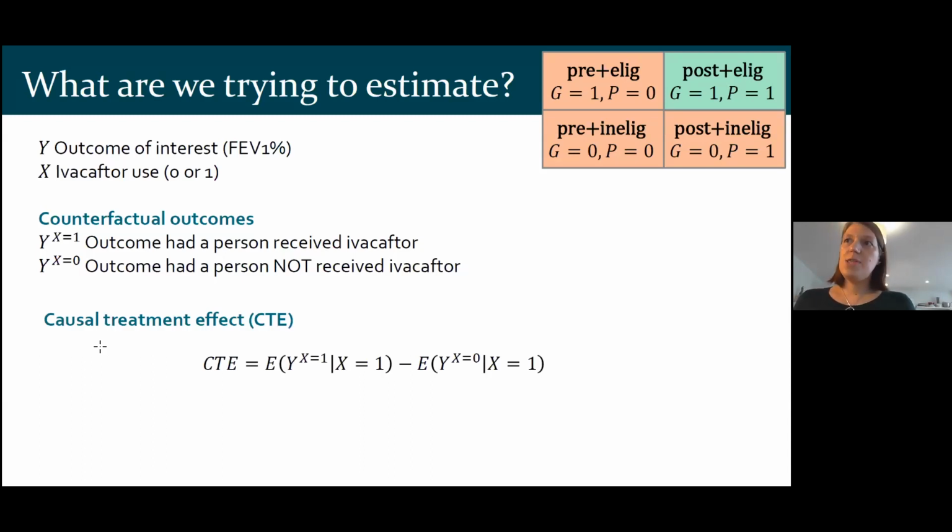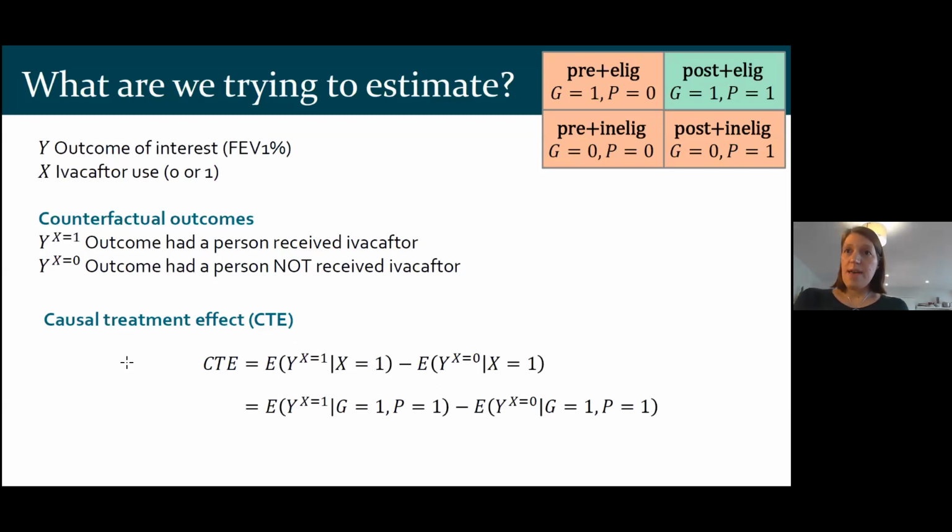So here's the thing we're trying to estimate, our causal treatment effect, we'll call it the CTE. It's a difference in expectations of these counterfactual outcomes under treatment and non-treatment. And we've defined it in the treated, so we've conditioned on X equals 1. So it's really an average treatment effect in the treated. That's what's of interest to us, because there's no point in thinking about, say, the ineligible genotype group receiving this treatment. That's not really a suitable question.